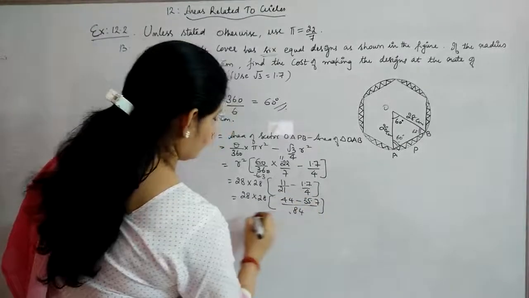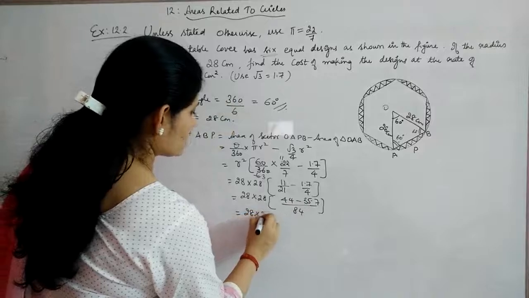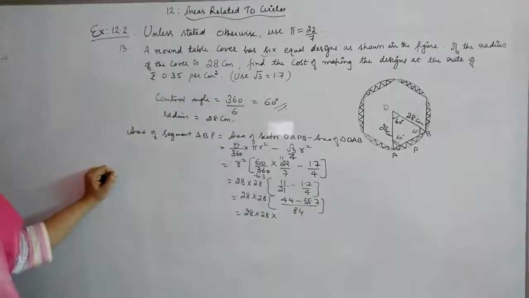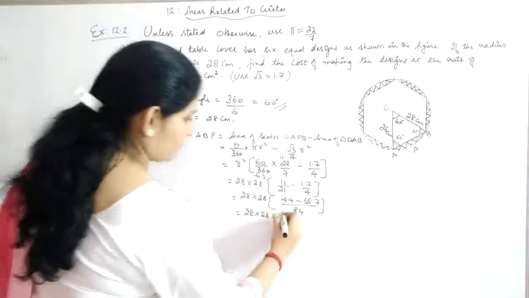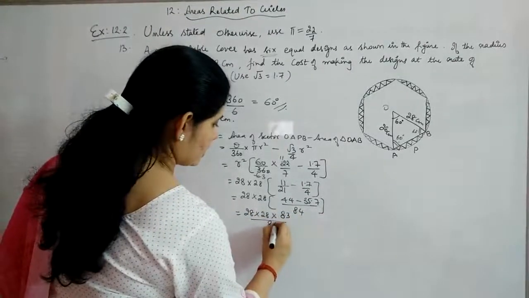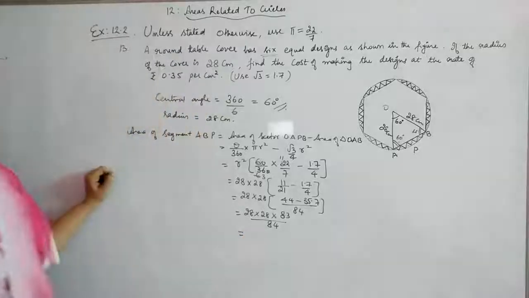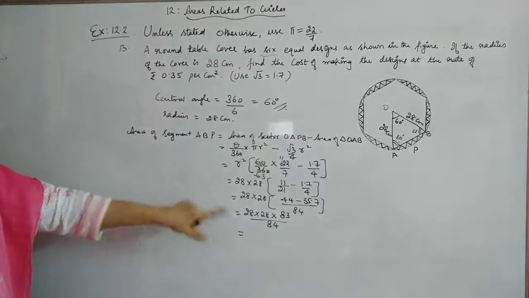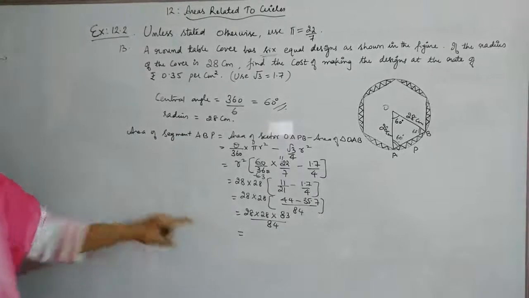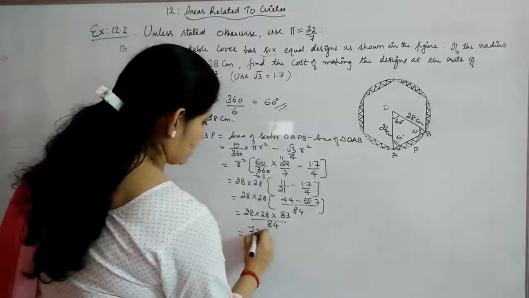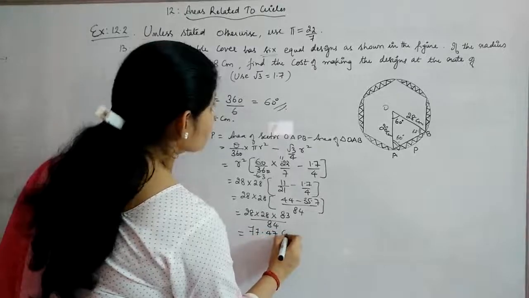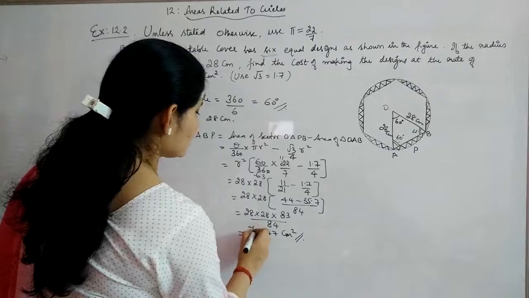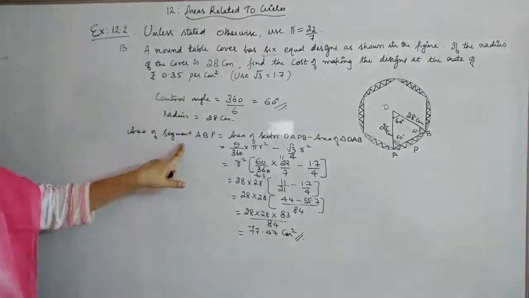35.7. So here you are getting 28 into 28 into the subtraction of these two will give you 8.3 divided by 84. Cutting and simplifying, you will get the area to be 77.47. It is in centimeters, so centimeter square. So this is the area of one minor segment.